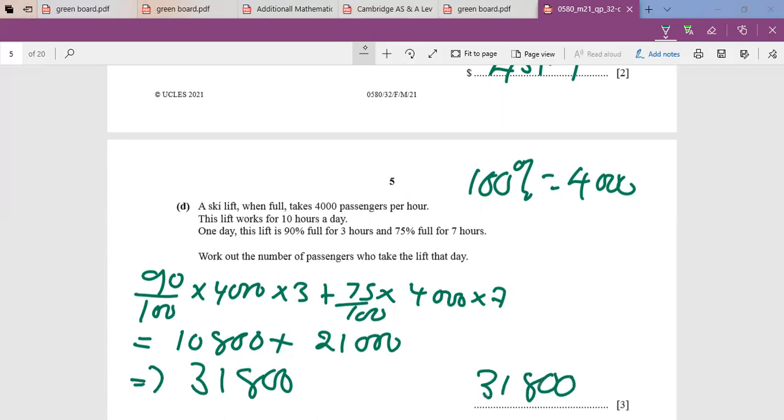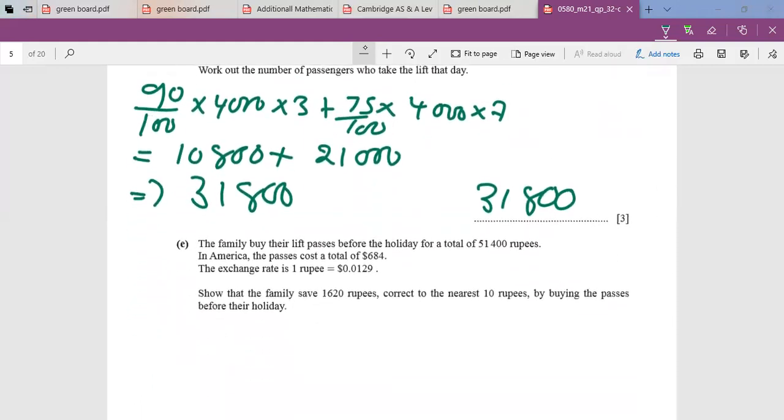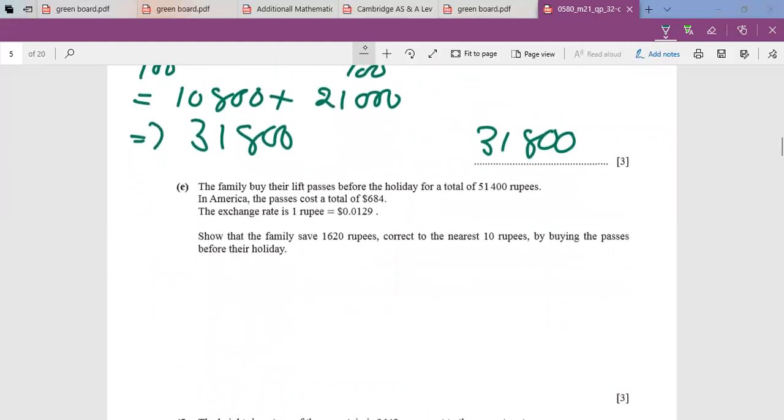31,800 passengers. Here we are asked to work out the number of passengers who take the lift that day. So it is 31,800.